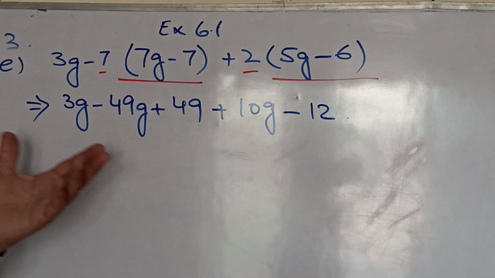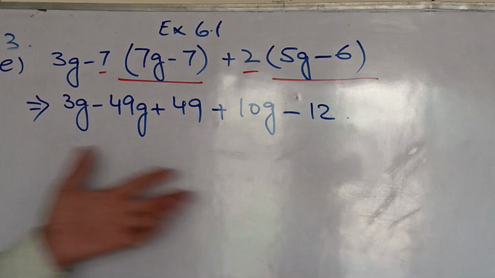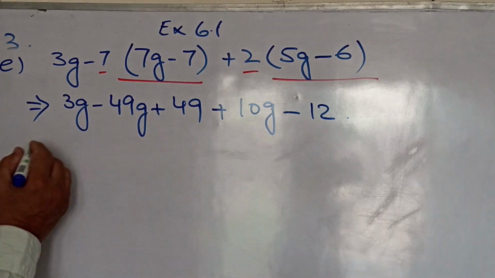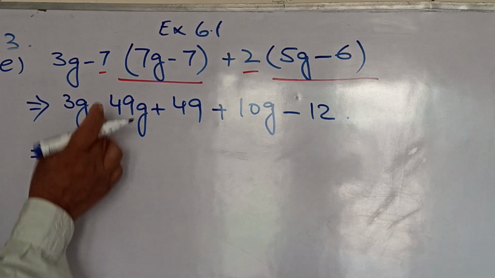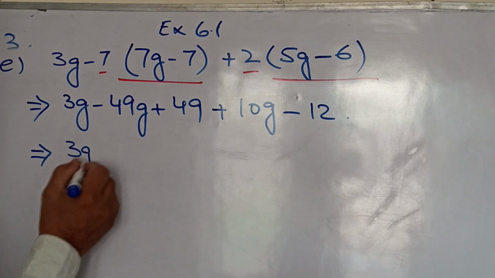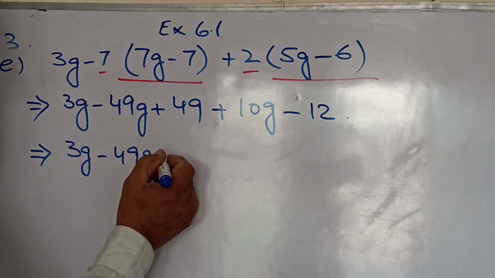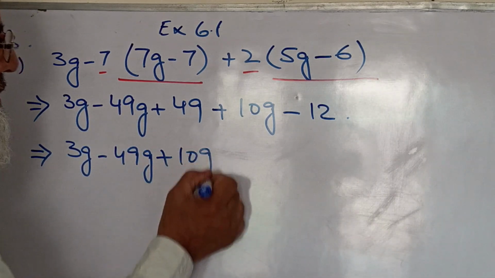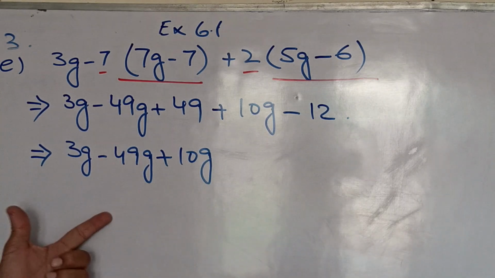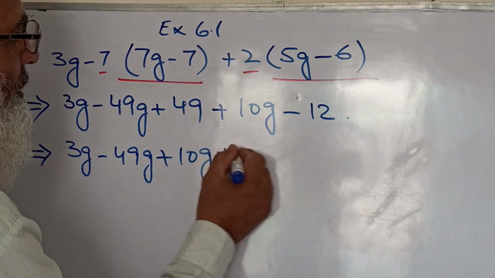Now just gather these g's together. Just collect these g's together. Separate these g's from the constants. Now this is 3g, 49g, this is already separated, and plus 10g. So we brought all the g's together, and now constants.